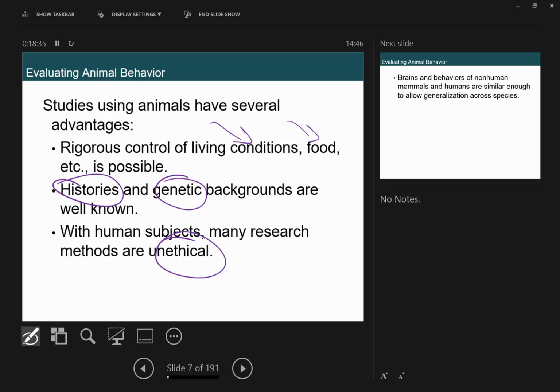But often things aren't ethical with humans, right? And so if we want to test a drug in the early phases of development, if we want to test an antidepressant, we need to test it in another species first.